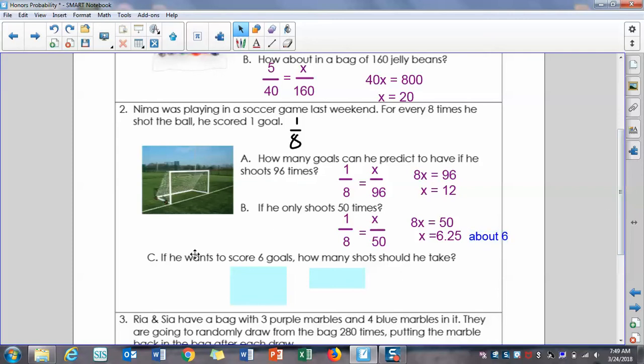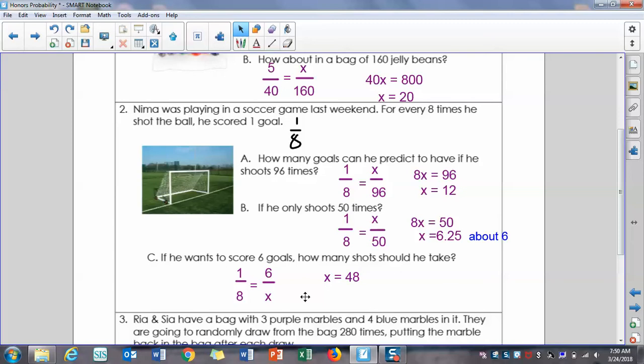Now, this time, if he wants to score 6 goals, keeping with the ratio of 1 goal for every 8 shots, how many shots should he take? Well, we can still use a ratio of 1 to 8, but this time we know that 6 is our numerator because that's how many goals he wants to make. We're trying to figure out how many shots he should take on goal, and so that's going to be our denominator. So this time we cross multiply: 1x is equal to 8 times 6, so x is equal to 48. So he needs to attempt 48 shots in order to make 6 goals.